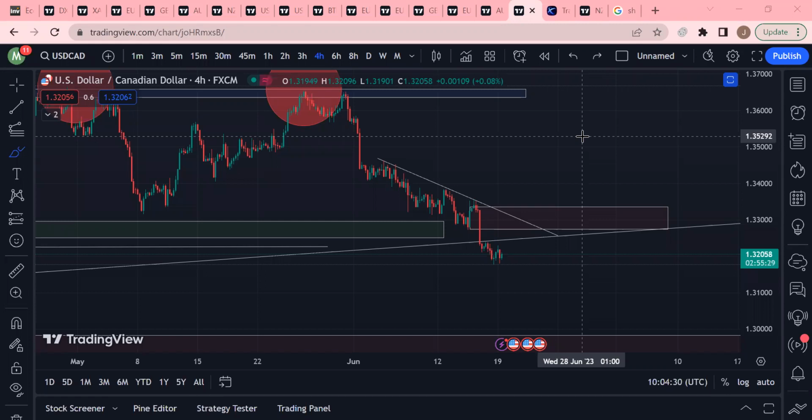Okay, this will be very, very fast. After doing my USD CAD top-down analysis from the monthly, showing why the monthly is bearish and why I'm going in the bearish ways, today we have two sets of trades.